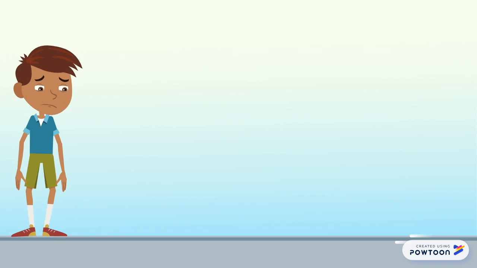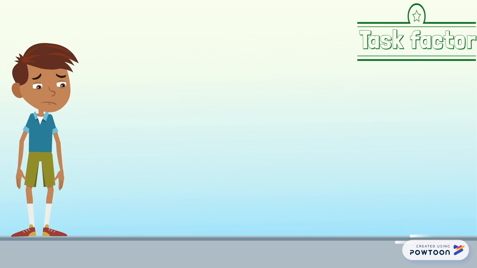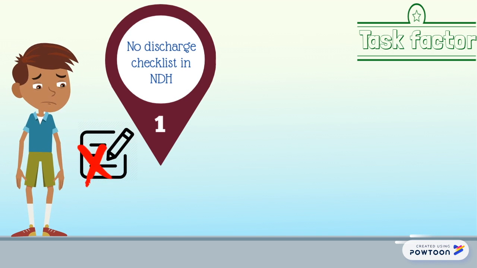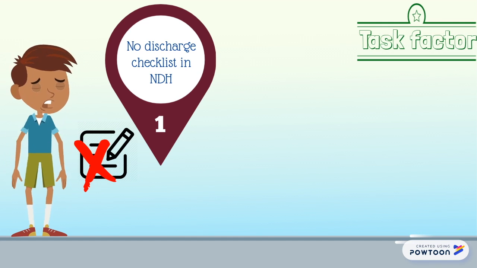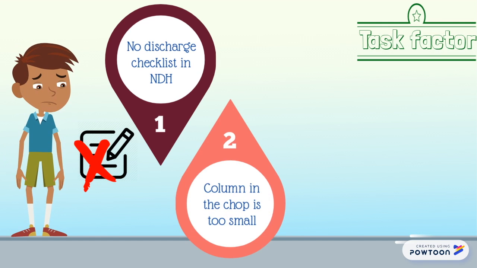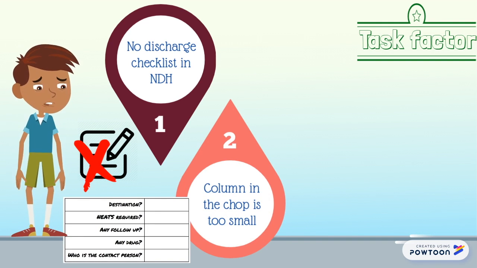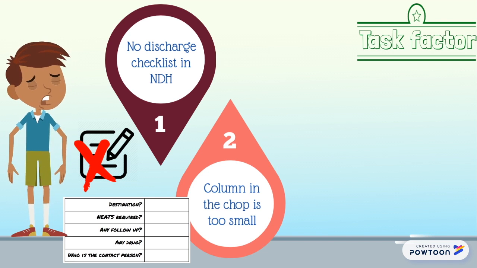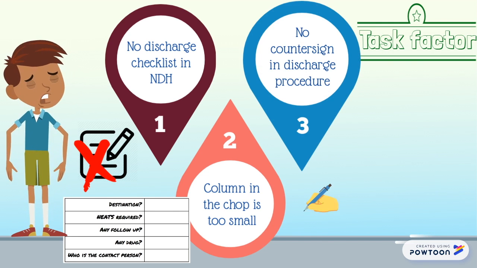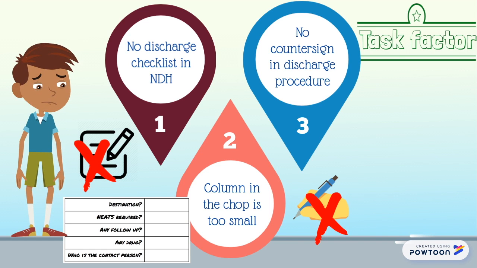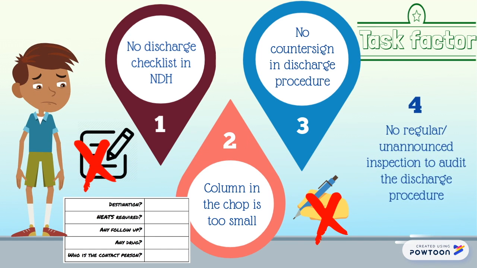After looking into the discharge procedure, 4 possible task factors are identified. First, there is no discharge checklist in NDH. This may easily miss out steps when discharging. Second, the column provided in the CHOP is so small that some remarks may not be able to be jotted down. Third, there is no countersign in the discharge checklist, which may lead to medication error during discharge. Last, there is no regular or unannounced inspection to audit the procedures of discharge in NDH.